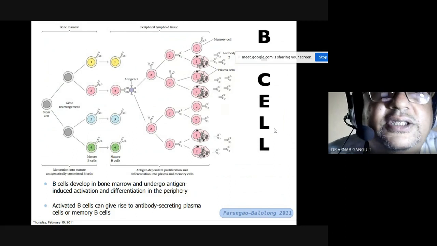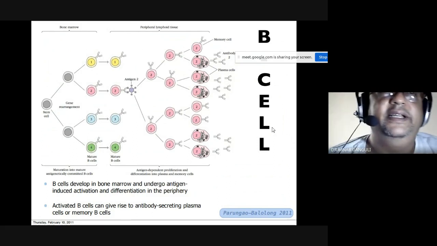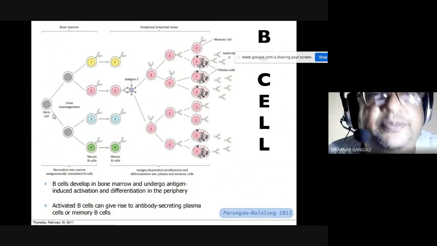Now let us look at B cell development. It takes place in the bone marrow.